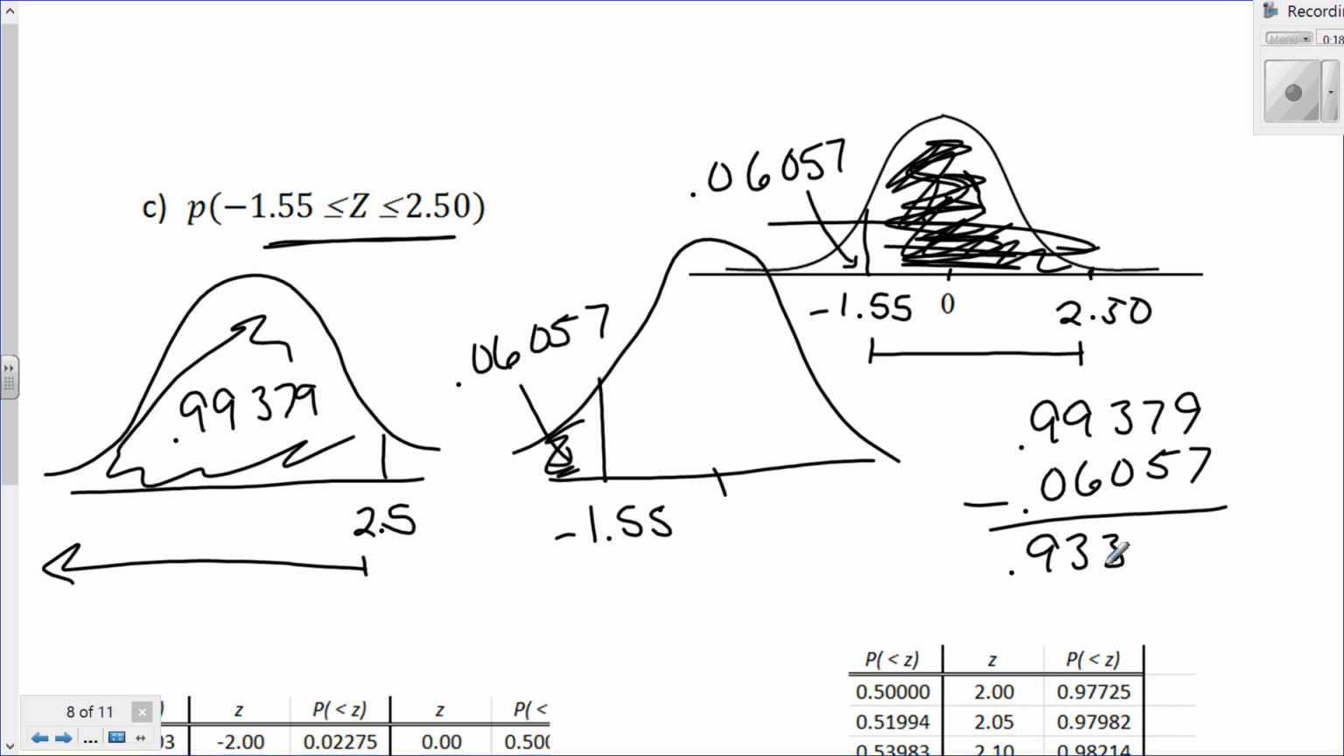I think I left something off there. 1, 2. So about a 93% chance of being within this interval. And again, this sketch is going to be helpful to keep track, and you might find doing a couple of sketches is what makes things clear to you.